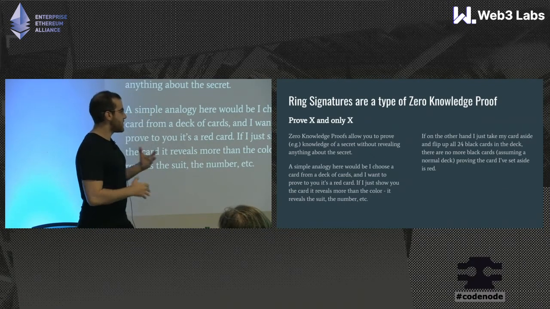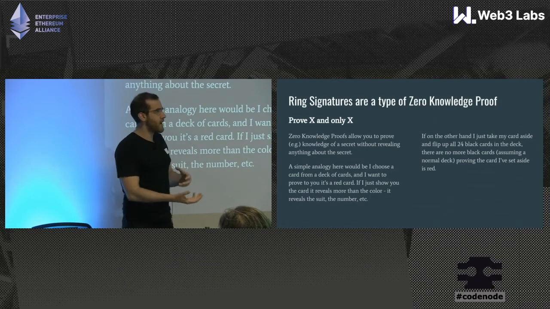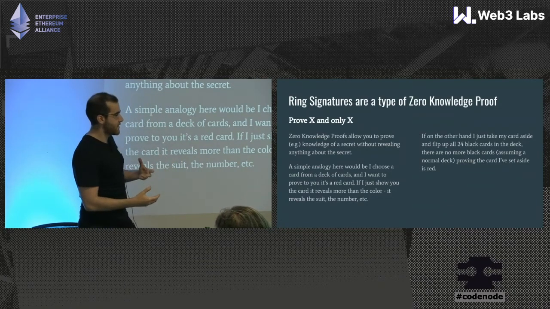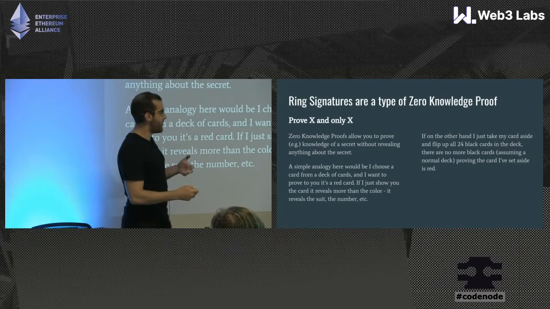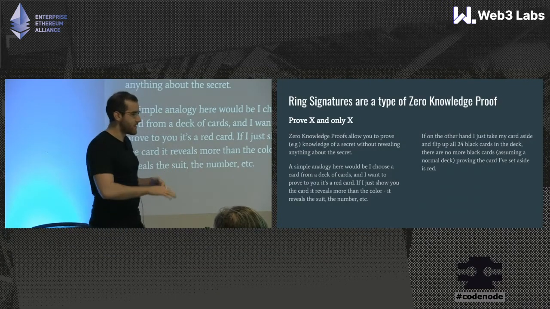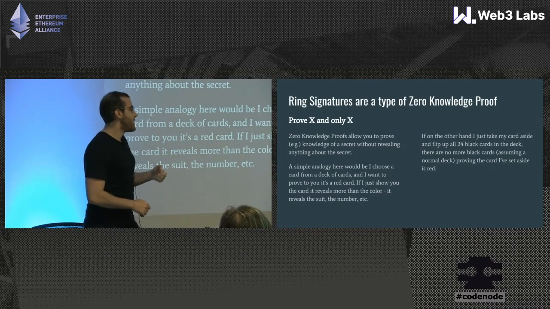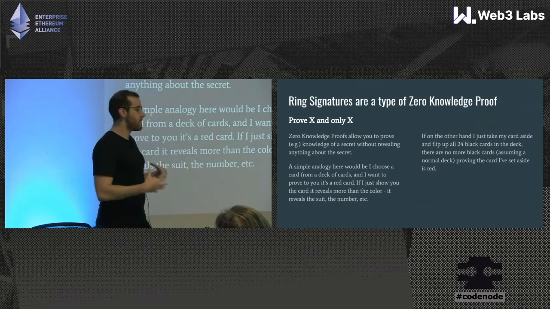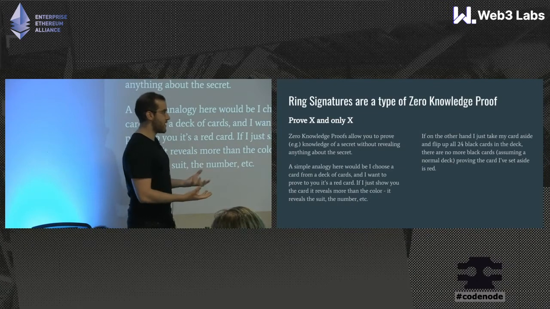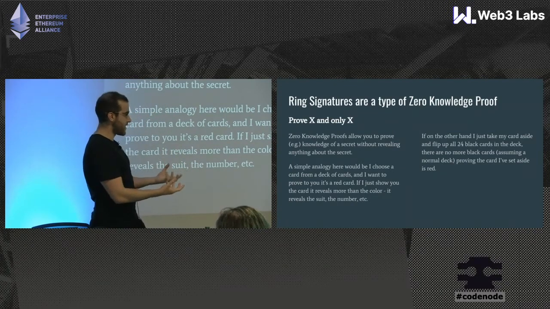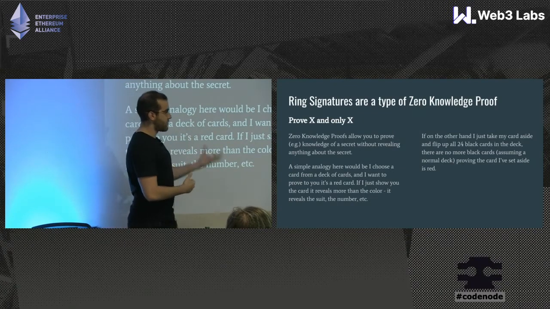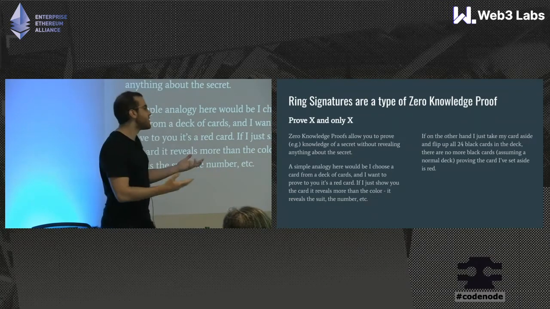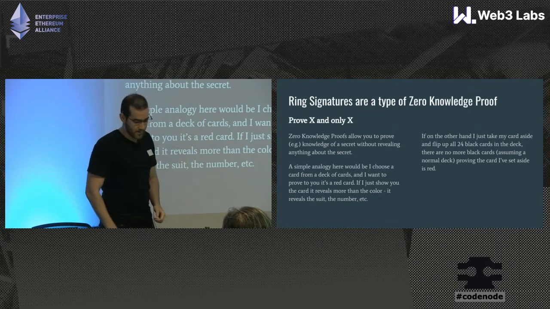Obviously you have to trust that I haven't gamed the deck, right? Maybe I could have a deck that has 25 red cards or 25 black cards, and my card is actually black. But the analogy works because the cryptography forces us to use the correct deck. The cryptography is the enforcer of the deck, and through that you get the zero knowledge proof, assuming you follow the protocol correctly.